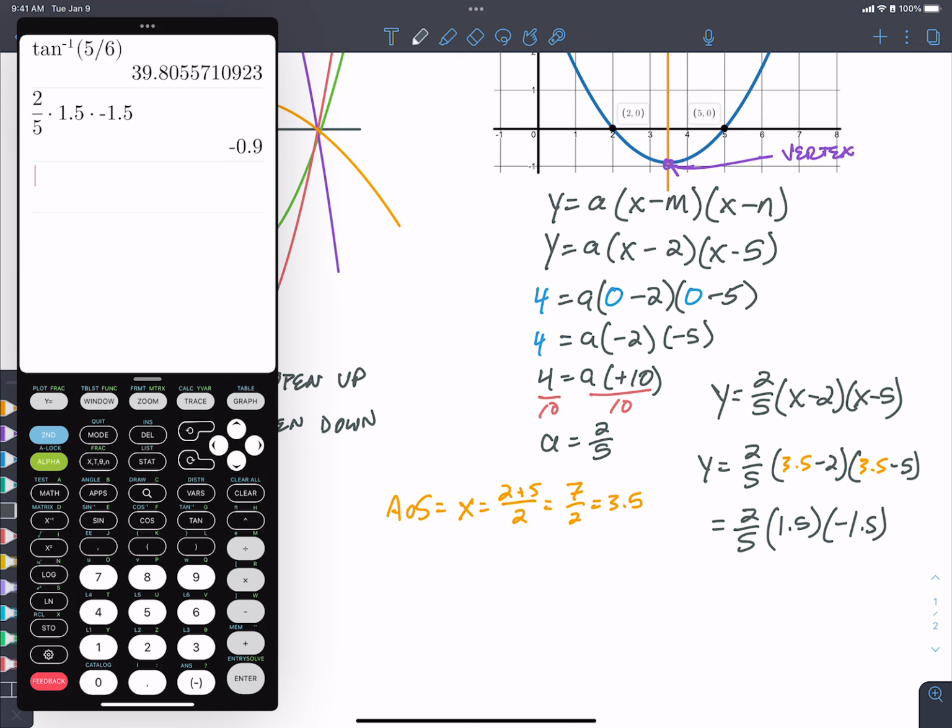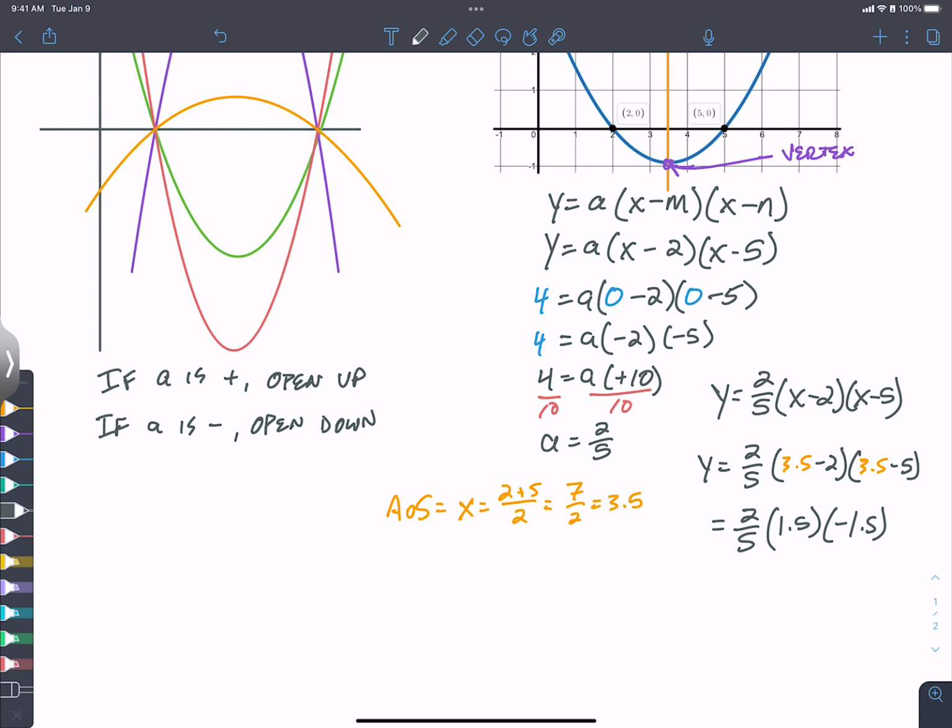So what that means is we have our y value equals negative 0.9. And if we look right here, let's look at this a little bit closer. That's just above negative 1. So that makes sense. So our vertex is going to be our axis of symmetry, 3.5, and the y value that corresponds with that, negative 0.9.